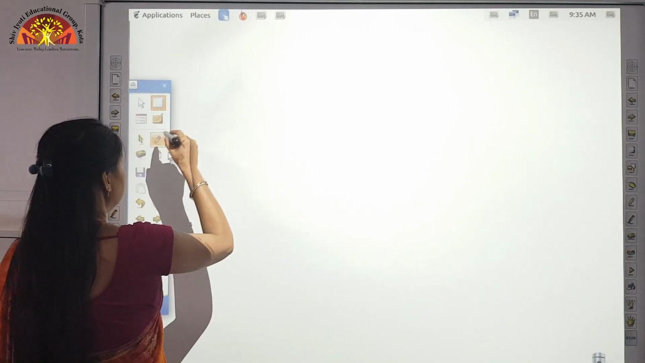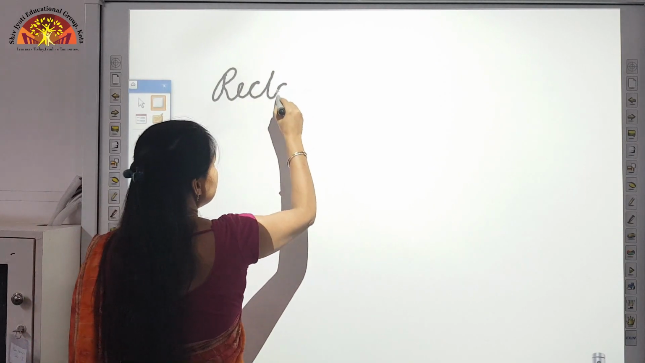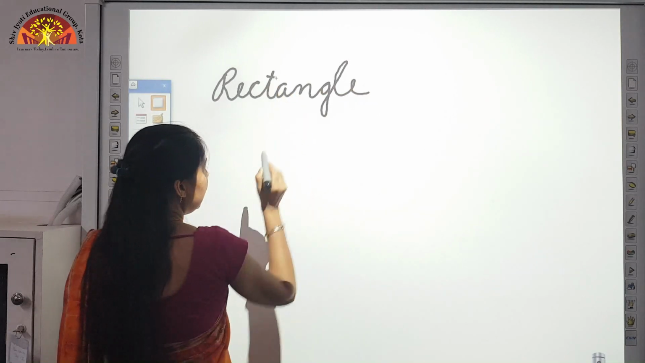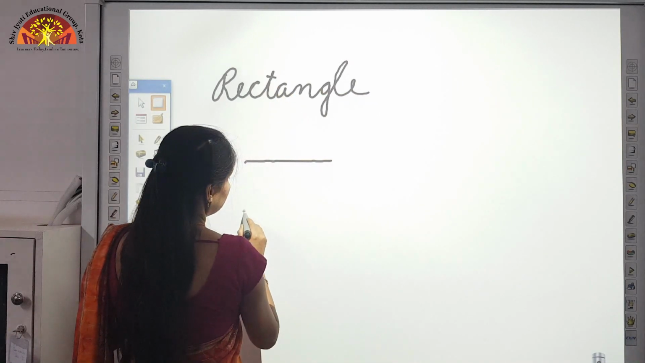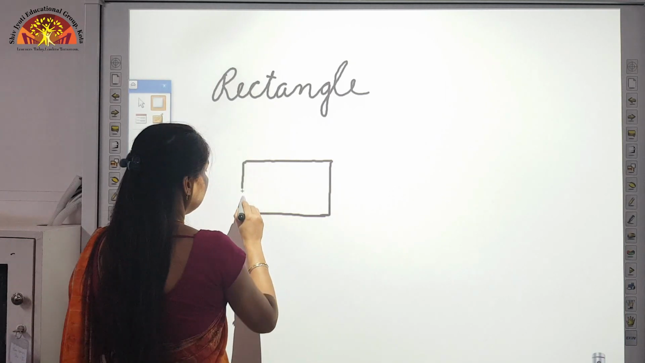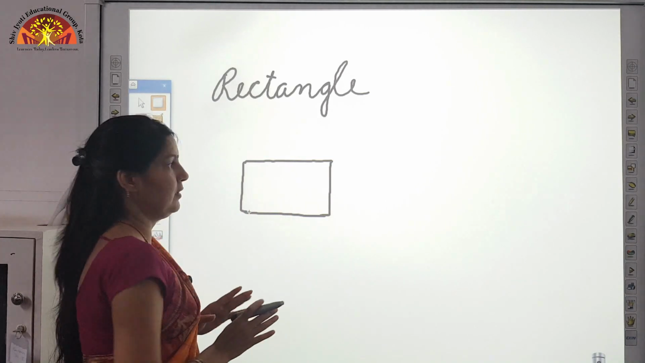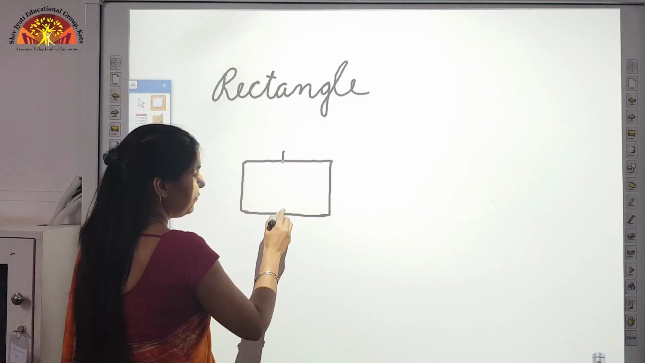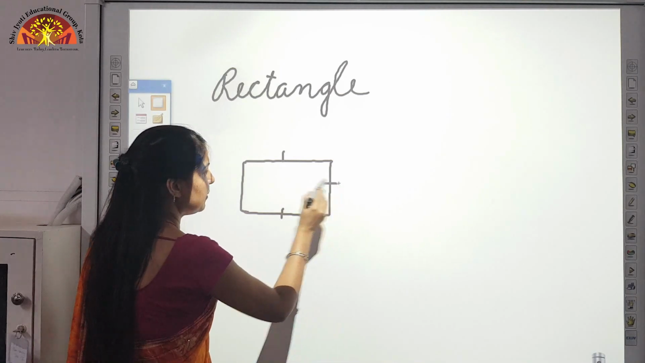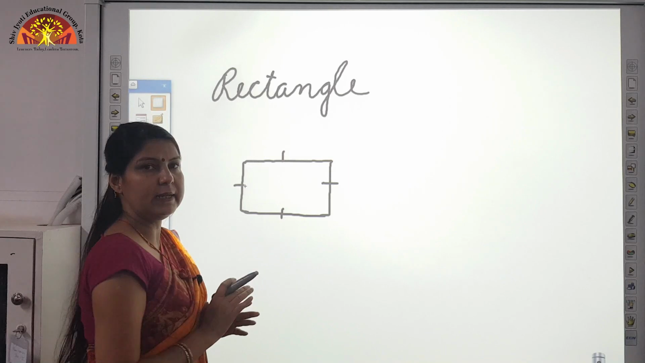So first of all we will draw a rectangle. The spelling of rectangle is R-E-C-T-A-N-G-L-E. As I told you children, a rectangle has 4 sides and 4 corners. Now the opposite sides of a rectangle are equal. This is opposite of this, so these two sides will be equal to each other. This one is opposite of this, so these two sides will be equal in size.